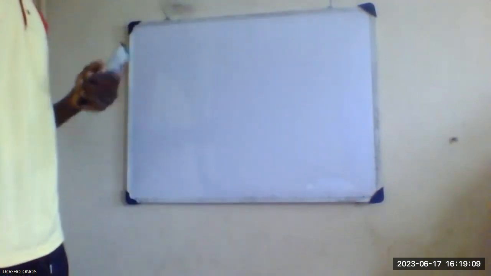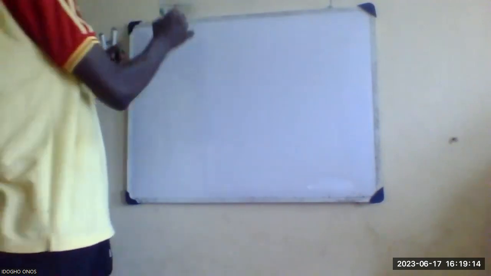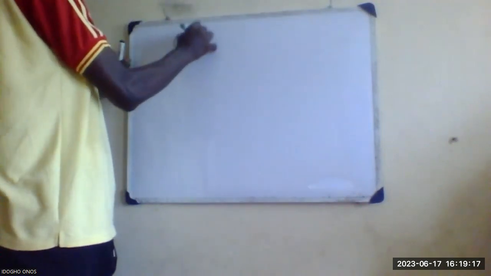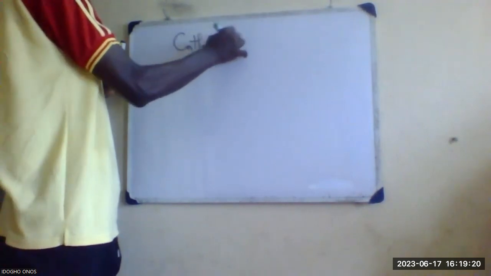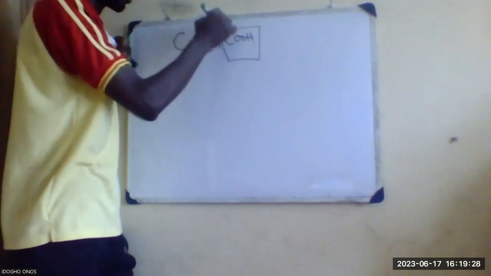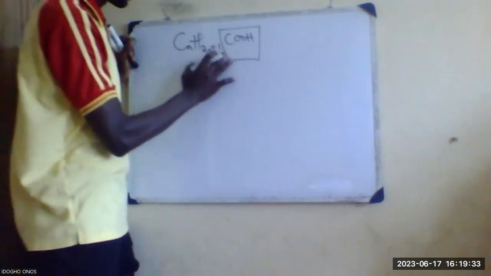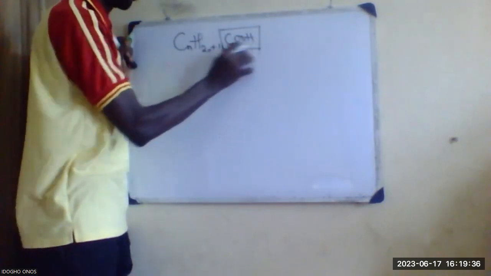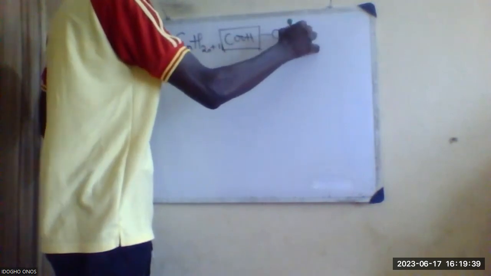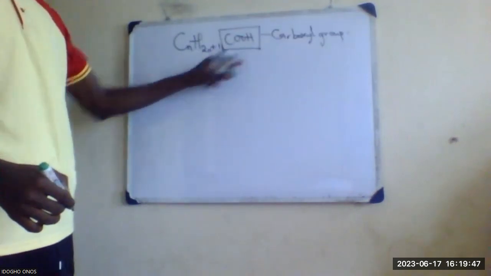Then another group of homologous series is carboxylic acid. Well, I'm not going into IUPAC now. Carboxylic acid is CnH2n+1 COOH. Let the student know that in carboxylic acid, the functional group present is this part that I circled. And this part I circled is called the carboxyl group. Carboxyl group is the functional group present in all carboxylic acids, or in all alkanoic acids.